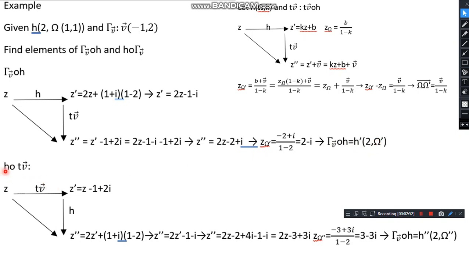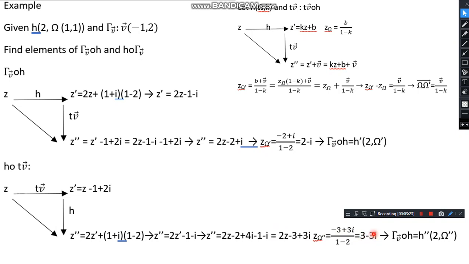However, if you want to find H ∘ T_v, we start by T_v, which is z prime equal z minus 1 plus 2i. Then the homothecy: z double prime equals 2 z prime plus (1 plus i) times (1 minus 2). And if you replace z prime here, which is z minus 1 plus 2i, and you multiply it by 2, you're going to get 2z minus 2 plus 4i minus 1 minus i. So you have a homothecy of ratio 2 and center (minus 3 plus 3i) over (1 minus 2), which is 3 minus 3i.